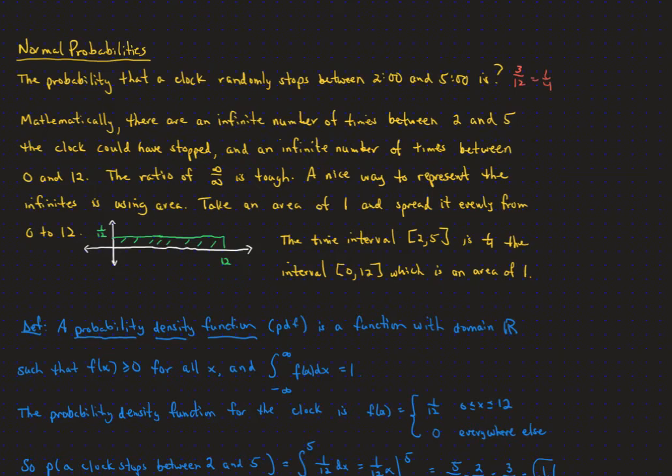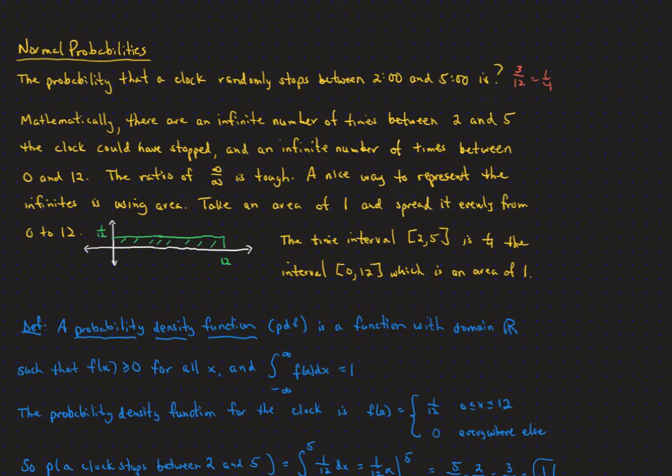But let's talk a little bit about how we might define this in a way that can help us perhaps answer some other complicated problems. So mathematically, there's an infinite number of times between 2 o'clock and 5 o'clock that the clock could have stopped, and an infinite number of times between 0 and 12, those times that show on the face of a clock. So the ratio of infinity over infinity can be tricky. A nice way to represent the infinities is using area.